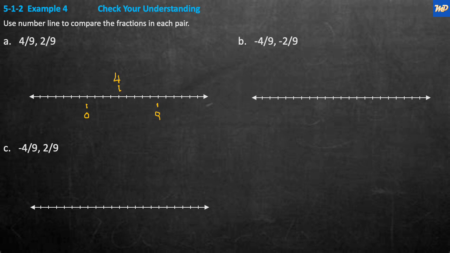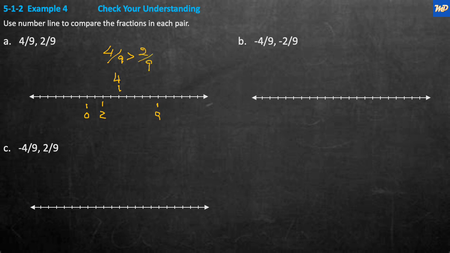Oh no, not 9/9. I'm sorry. Please forgive me. 4/9 here and 2/9. 1, 2. I'll mark it down on the bottom. 2/9. So what's greater? The number to the right is more positive than the number to the left. So the 4/9, I'll write it up here. 4/9 is greater than 2/9.